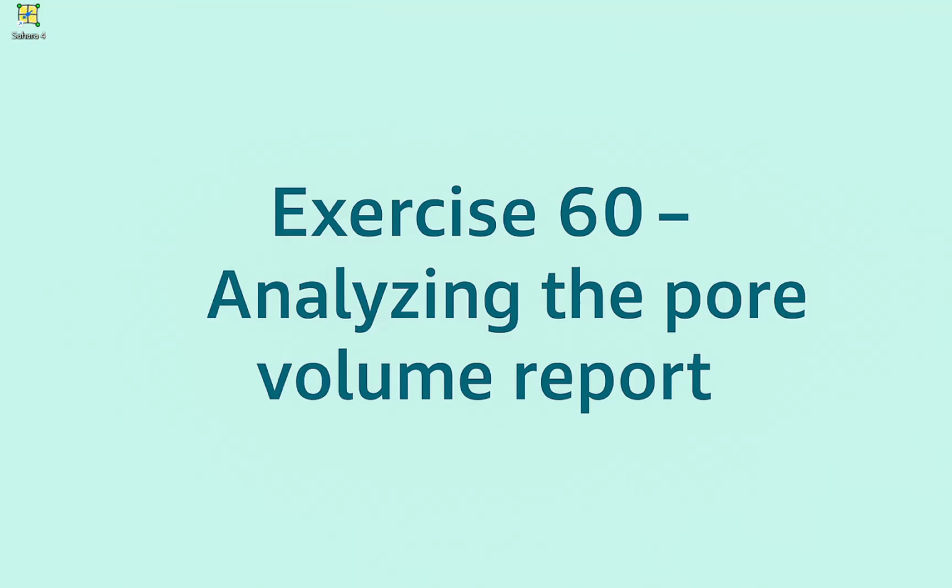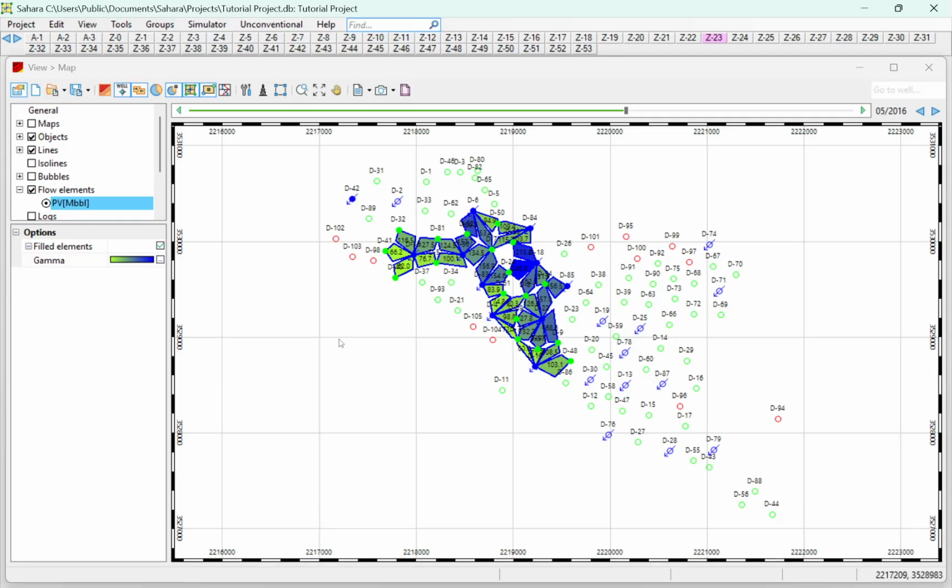In this exercise, we will review the report that was created after the calculation of the pore volume of the flow elements in the previous exercise. We could see that for some reason, some of the flow elements we couldn't calculate that pore volume, so we will now review why that happened. So first, let's open our Sahara project.